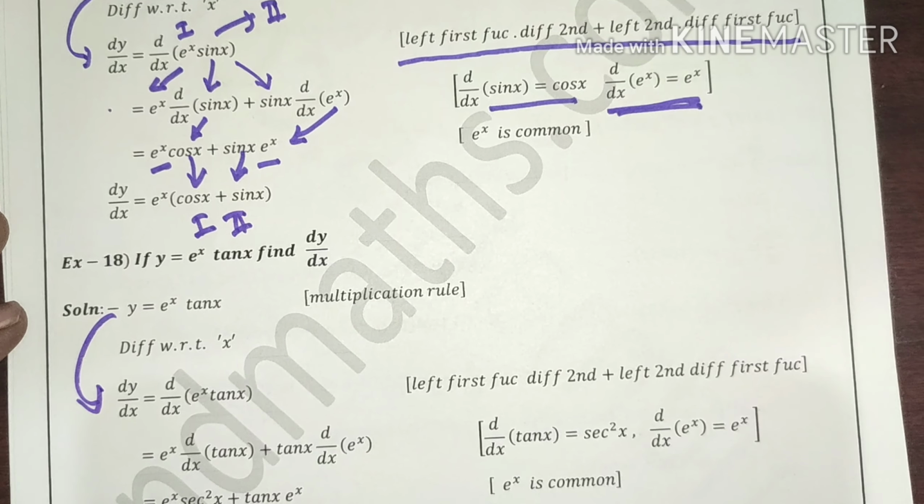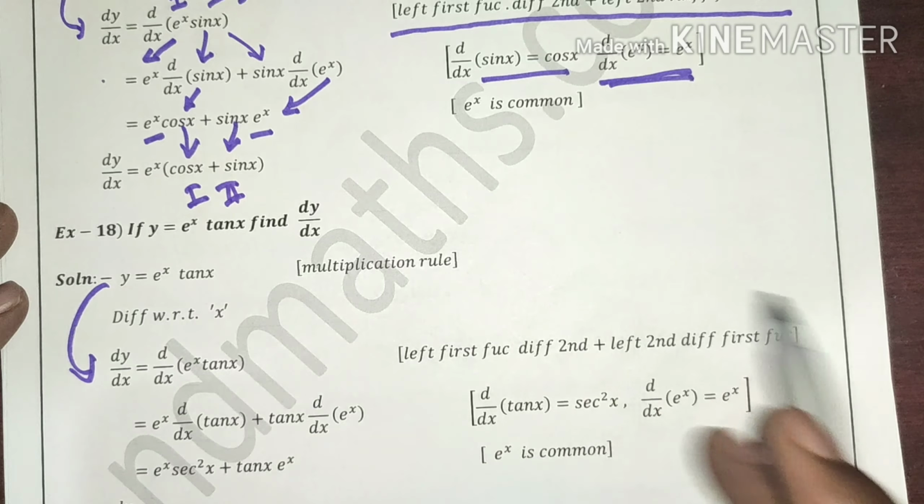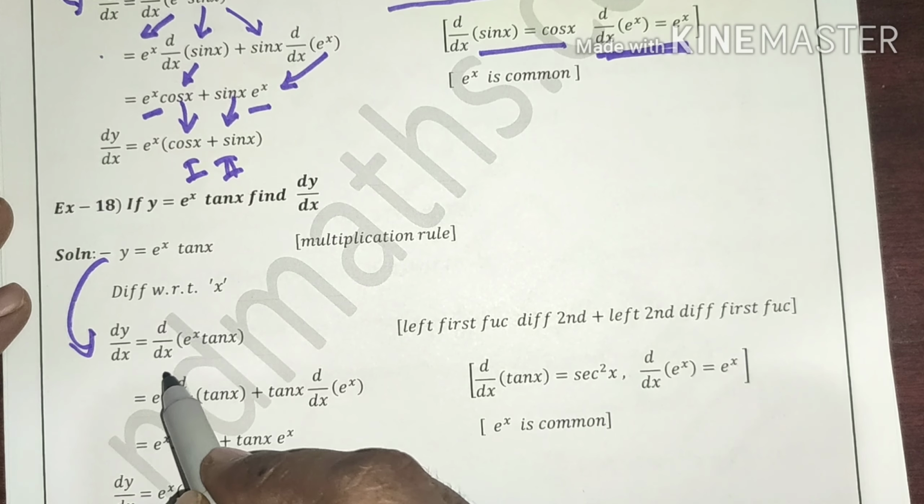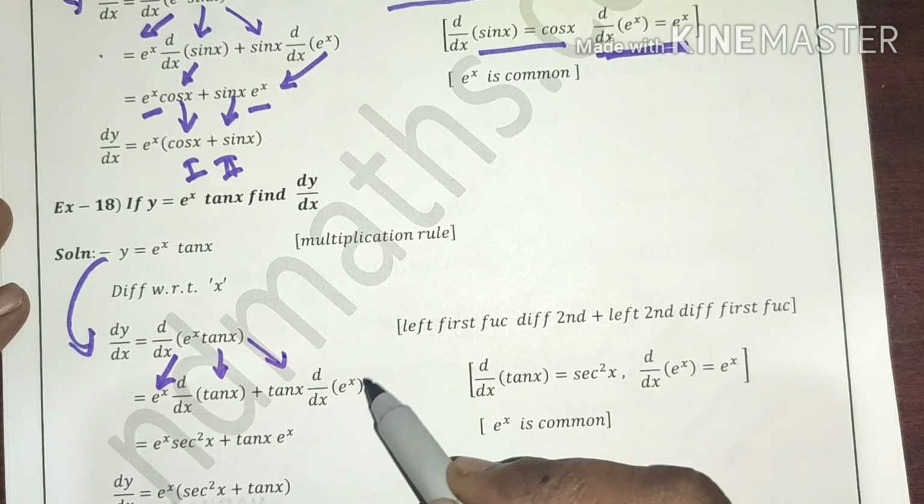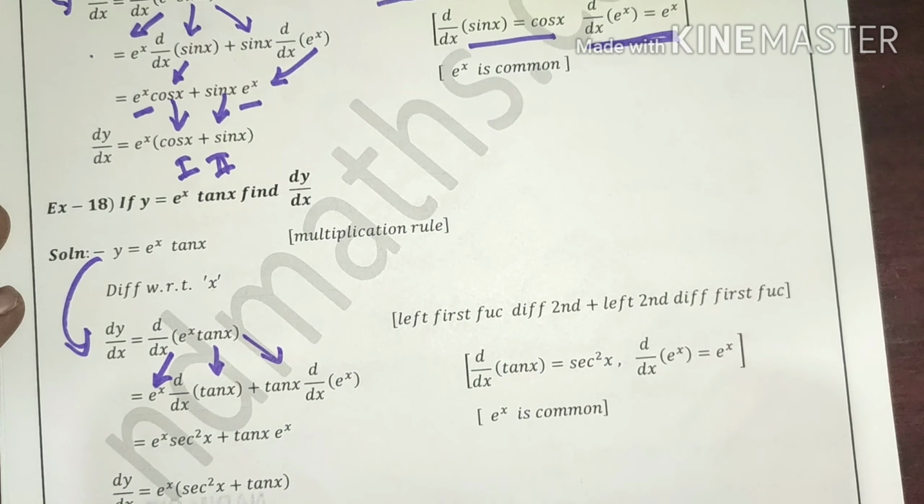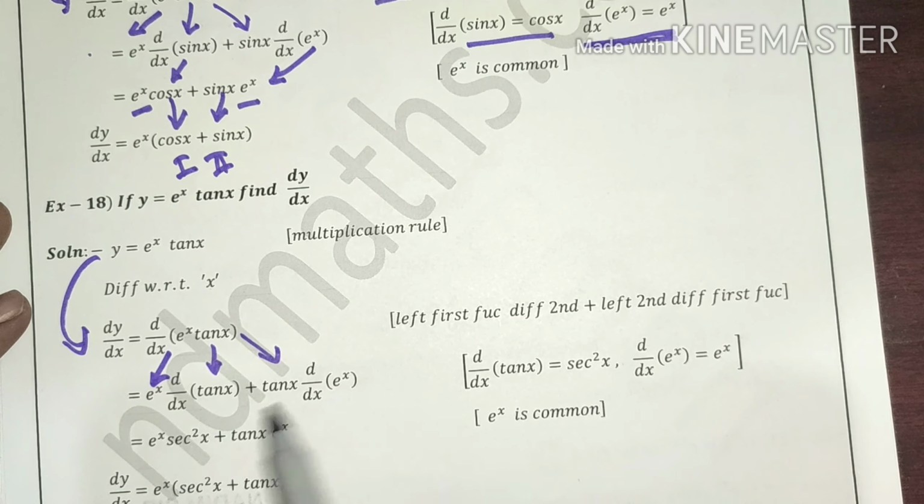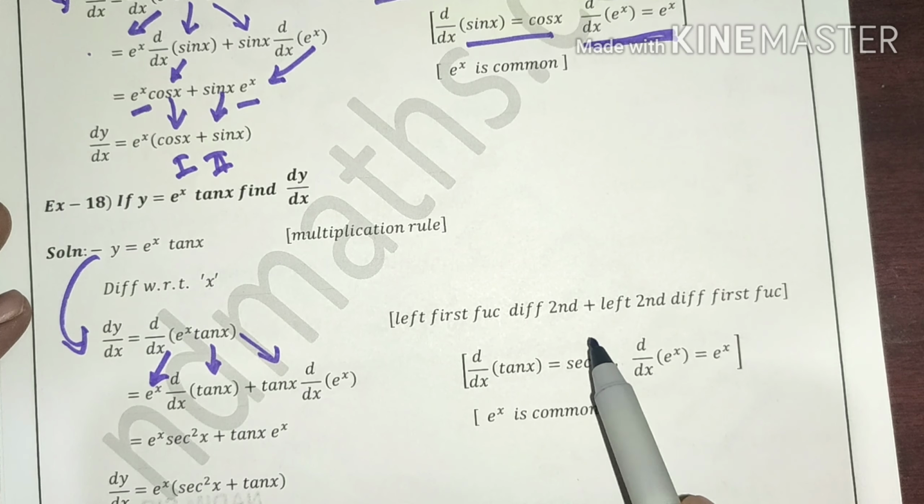As we know, the derivative of y is dy by dx, and we take dy by dx of e raised to x tan x. We leave the first function and take the derivative of tan x. We leave tan x and take the derivative of e raised to x, because e raised to x is the first function and tan x is the second function. So our rule is: leave the first function, differentiate the second, plus leave the second function, differentiate the first.